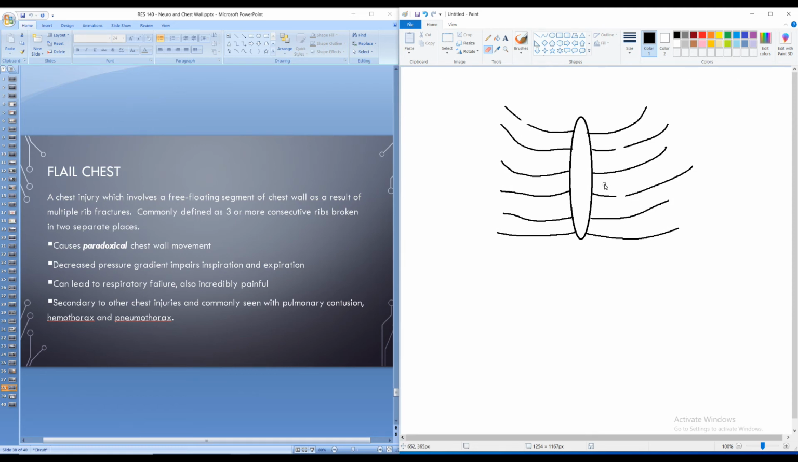So even if I made it, let's repair them. Let's put them all back together. What if it was, all right, here we go. There's a break, and there's a break. We're still not going to have a flail chest because it's got to be 3 or more of them all in a row. They got to be consecutive, and they've got to be broken in 2 different places.